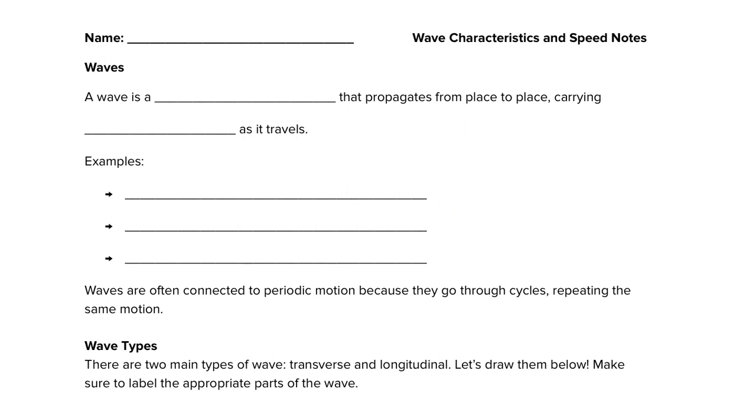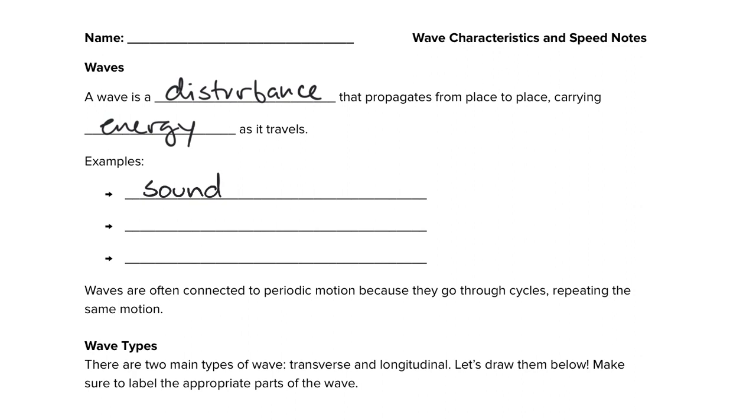It says a wave is a disturbance, that's the word that goes there in that blank, that propagates from place to place. So propagates just means that it moves, and it carries energy as it travels. Some notable examples of this include sound. Sound is a series of vibrations that move through the air. So it disturbs the air, and that air vibrates, and then it vibrates all the way over to your ear, and you hear it by it vibrating your eardrum inside your ear.